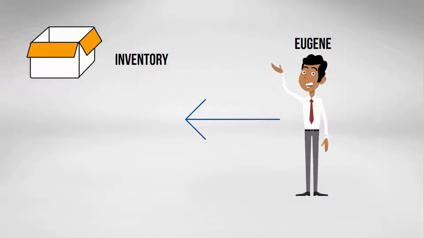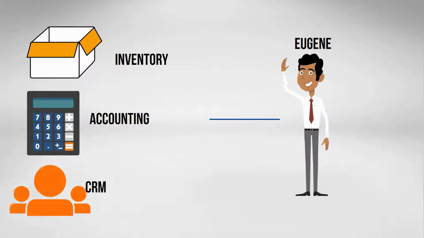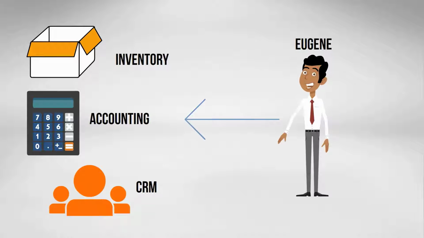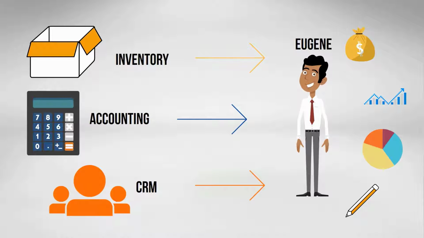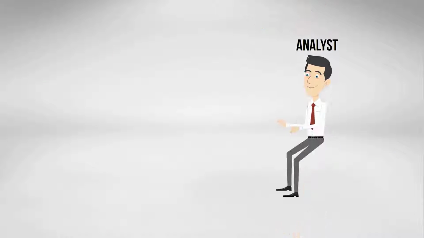For example, let's say we've got his inventory, accounting, and CRM, and they're all within their own databases. Eugene needs to leverage each one of these databases to make informed decisions about his business. So how does Eugene go about accessing all of this data? Well, that's where the analyst enters.